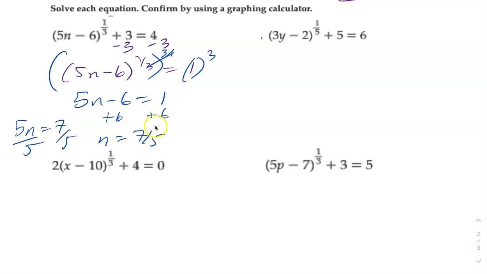Again, you can check your work. If you plug that in, 7/5, the 5's cancel out, you just get 7 minus 6, which is 1. Cube root of 1 is 1. 1 plus 3 is 4. It does work.